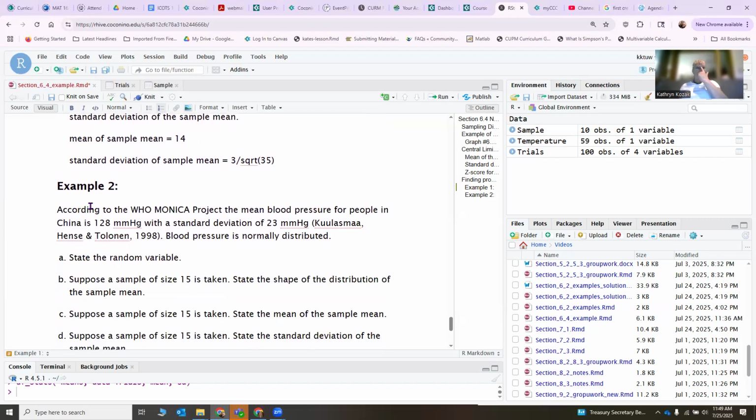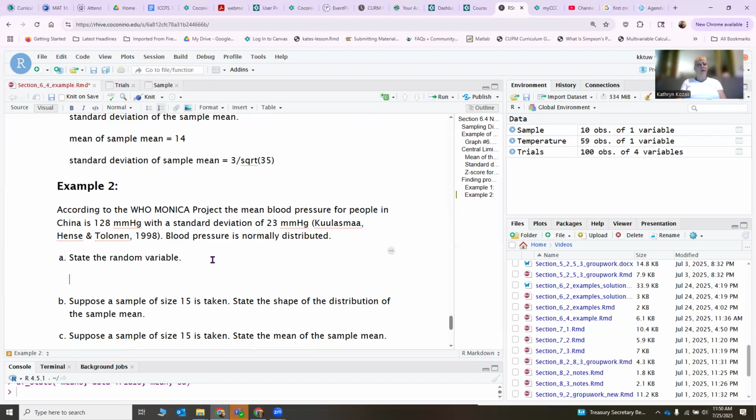One more example. According to the WHO Monica project, the mean blood pressure for people in China is 128 millimeters of mercury with a standard deviation of 23 millimeters of mercury. Blood pressure is normally distributed. So the first question is, state the random variable. So the random variable, what we measured, is blood pressure.